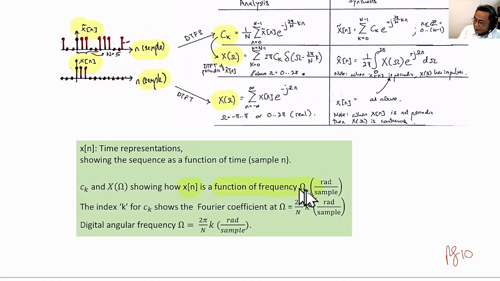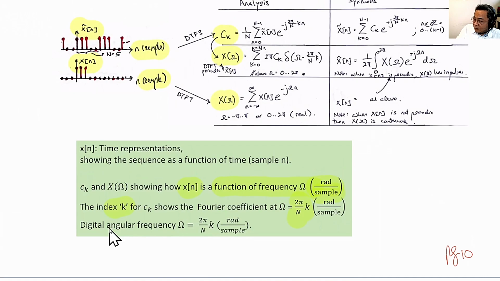Here the frequency is digital frequency, how many radians per sample. Omega is fine. Omega, you will say that it is really radians per sample. What about ck? What is the index k? Well, the index k is actually showing the frequency at 2 pi divided by n times k. So k equals 0 means 2 pi divided by n times 0 radians per sample. So that's the relationship of k to omega.